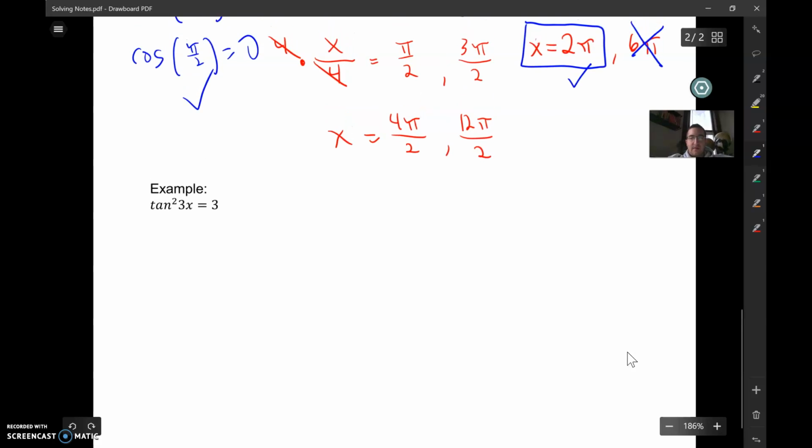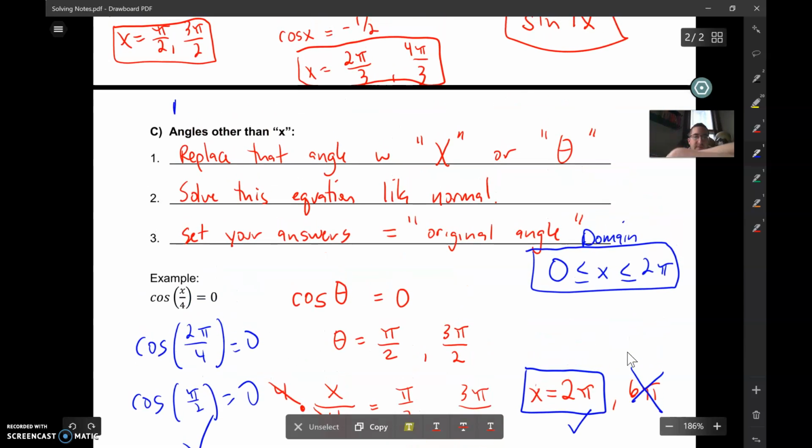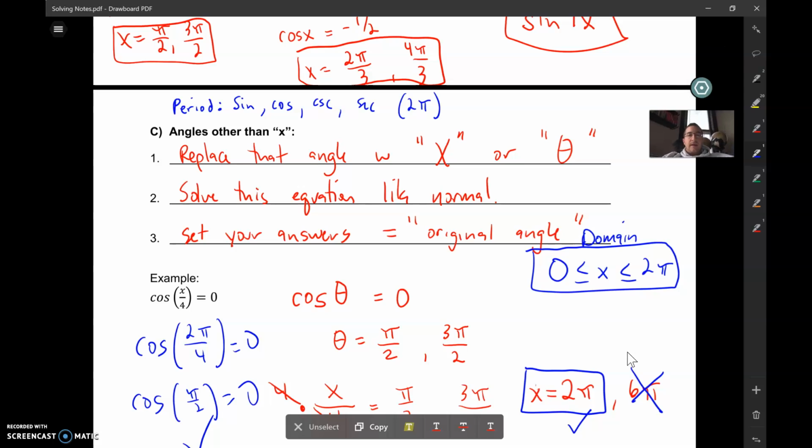And I'm going to write that, I think, here in maybe blue. Actually, let's do it up at the top because it matters. The period of sine, cosine, cosecant, and secant, they all have period of 2 pi. Okay, and tangent and cotangent have a period of pi. And so in order to find your period for a specific equation, we'll use 2 pi divided by b, and we'll use pi divided by b.